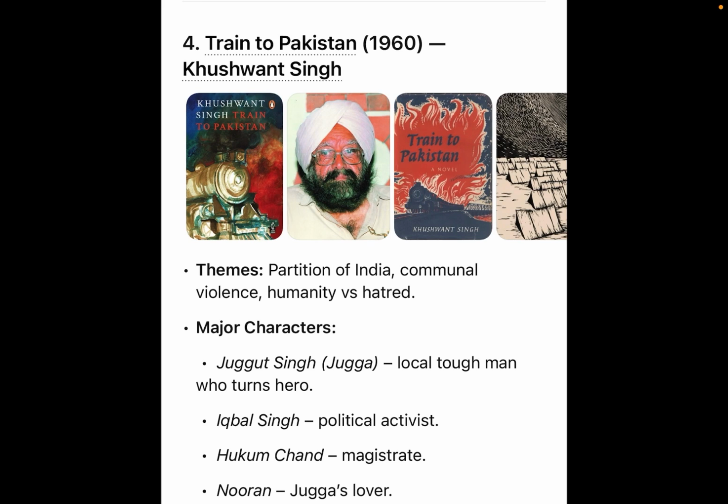So the next very important work is Train to Pakistan. Train to Pakistan is a novel written by Khushwant Singh. Khushwant Singh is also one of my favorite novel writers. This work was published in the year 1960. And what does the work talk about? It talks about the partition of India.